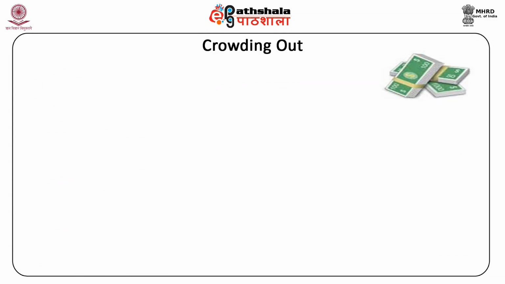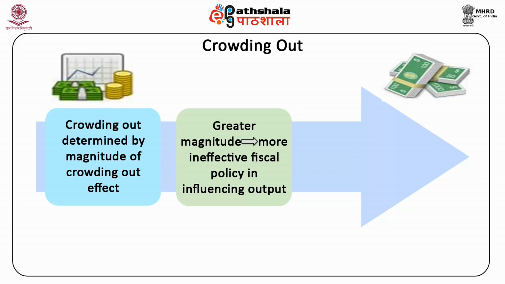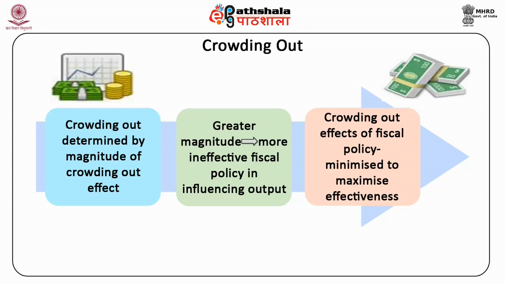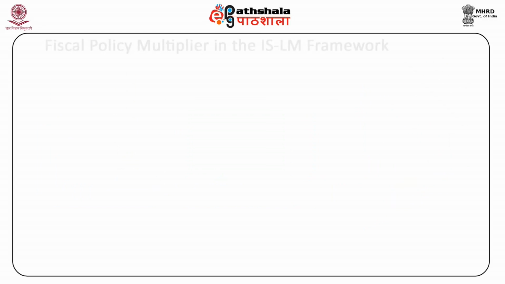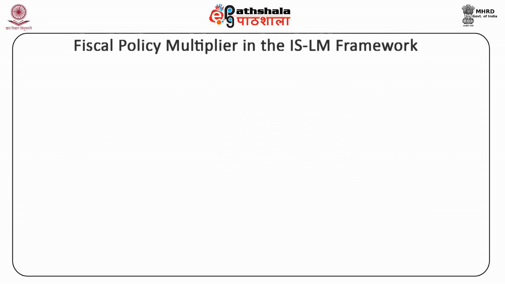Hence, the severity of crowding out is largely determined by the magnitude of the crowding out effect. Greater the magnitude of this effect, the more ineffective fiscal policy would be in influencing output. So, the crowding out effects of fiscal policy must be minimized in order to maximize its effectiveness. Now, moving on to fiscal policy multiplier in the ISLM framework.